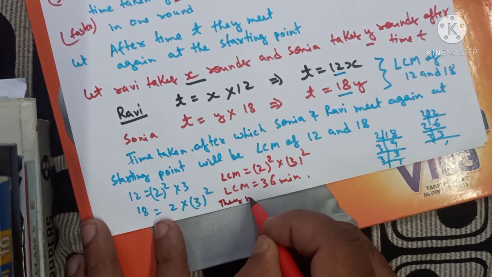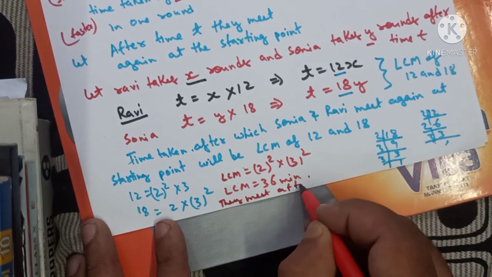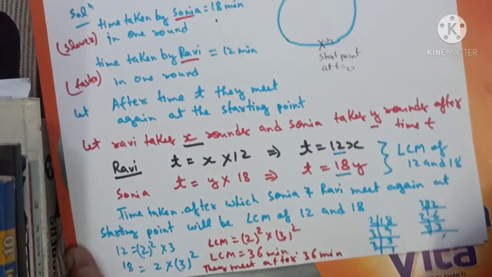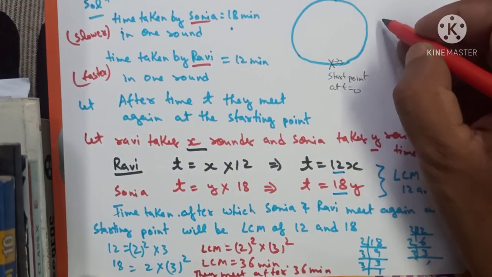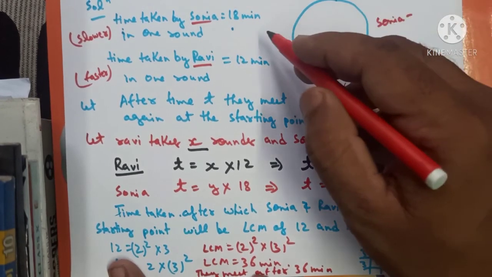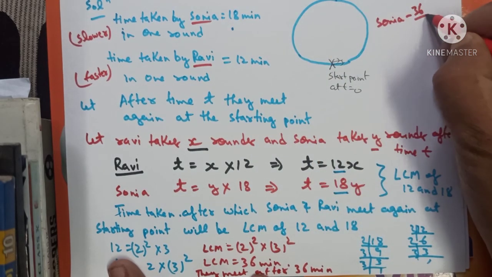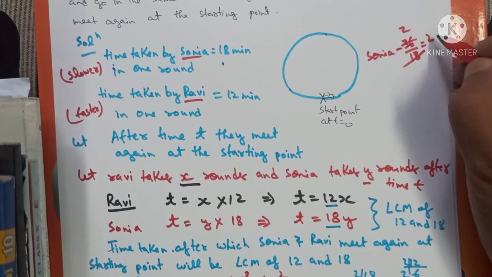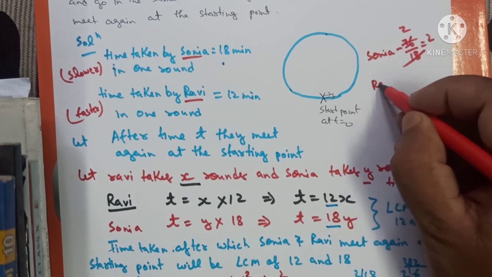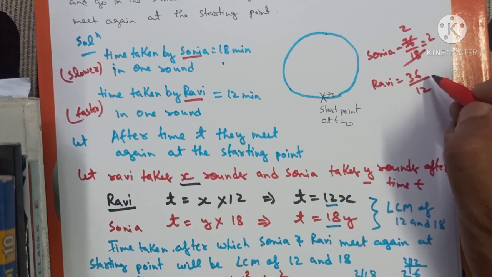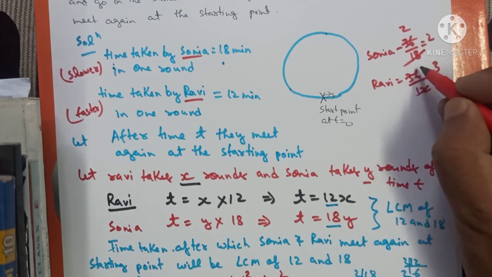Okay, now the solution is over. But if we would like to see how many rounds each will take after 36 minutes: Sonia takes 18 minutes for one round, so in 36 minutes she will take 2 rounds. And Ravi takes one round in 12 minutes, so in 36 minutes Ravi will take 3 rounds.